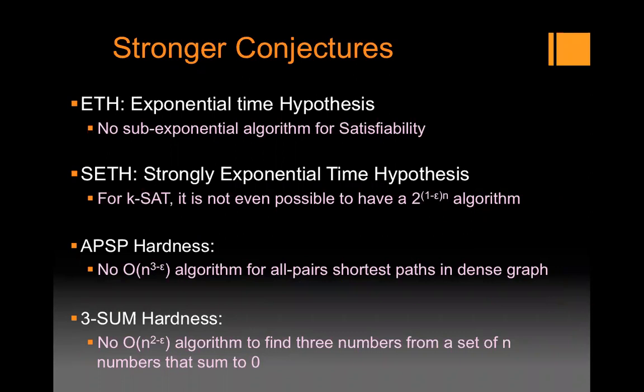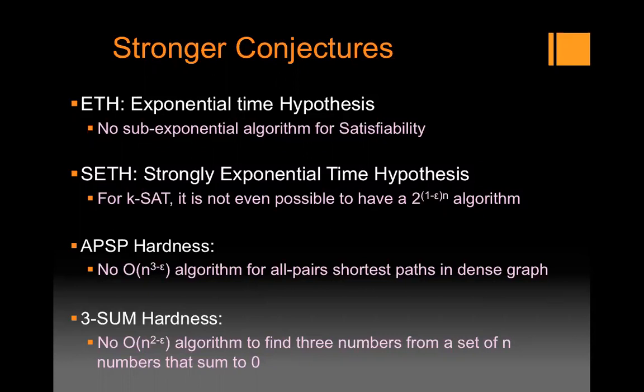In order to overcome this barrier, what researchers have done in the last 2 decades is come up with stronger conjectures. For example, instead of saying that satisfiability is NP-hard, you can think about strong ETH, which says that exhaustive enumeration is probably the best algorithm for solving SAT. So you cannot get an algorithm that runs in, say, 1.99 to the power n, where n is the number of variables, for solving satisfiability.